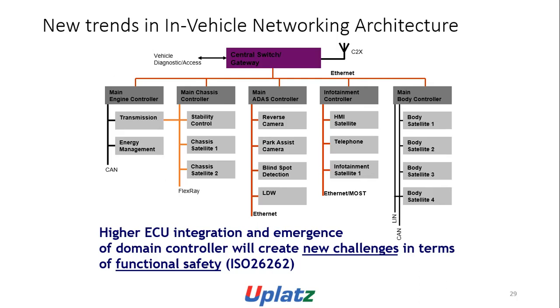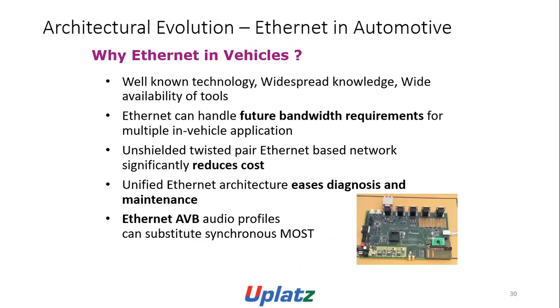ISO 26262. Architectural evolution, Ethernet in automotive. Why Ethernet in vehicles? Well-known technology, widespread knowledge, wide availability of tools. Ethernet can handle future bandwidth requirements for multiple in-vehicle applications. Unshielded twisted pair Ethernet-based network significantly reduces cost. Unified Ethernet architecture, ECU diagnosis and maintenance.